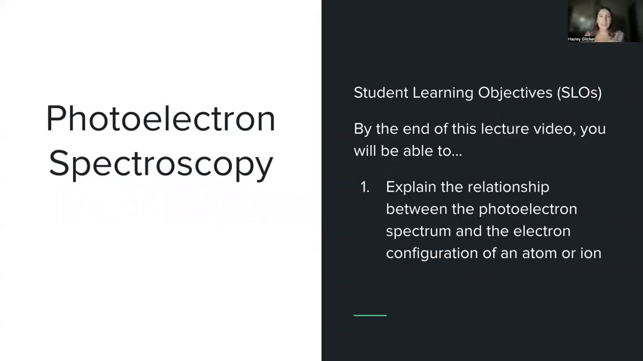Hi everyone, and welcome to our lecture video today talking about photoelectron spectroscopy. By the end of this video, you will be able to explain the relationship between the photoelectron spectrum and the electron configuration of an atom or an ion.